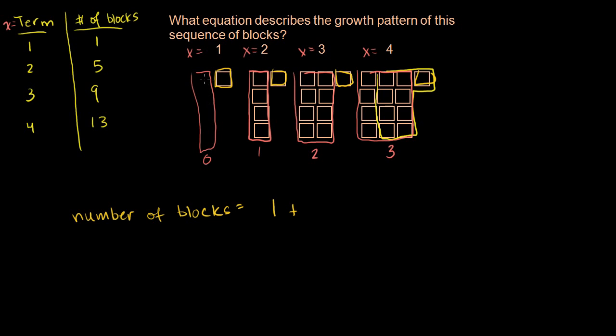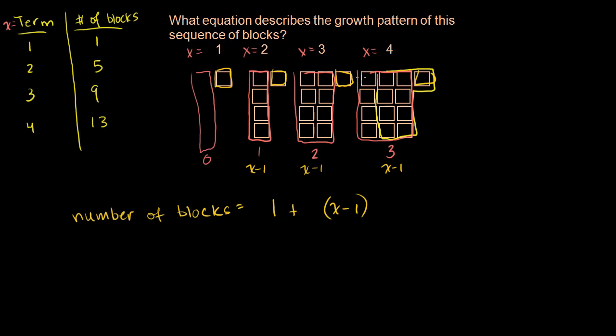When x is equal to 1, we have no columns of 4 blocks. When x is equal to 2, we have 1 column. When x is equal to 3, we have 2 columns. So when x is equal to anything, it looks like we have 1 less number of columns. So it's going to be x minus 1, right? When x is 2, x minus 1 is 1. When x is 3, x minus 1 is 2. So this right here is x minus 1.